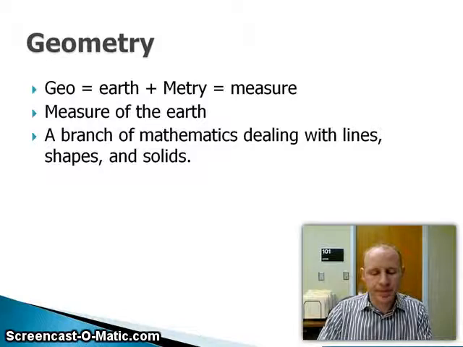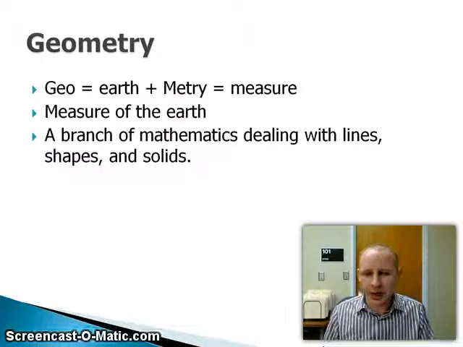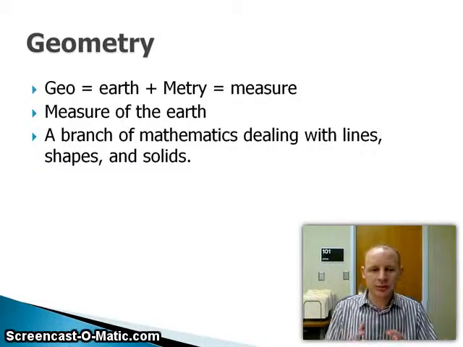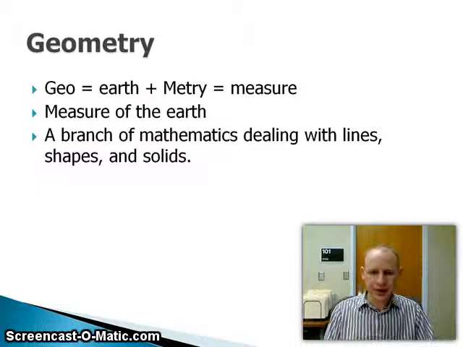So looking at what geometry means in itself, it comes from the combination of the Greek word geo, meaning earth, and metri, meaning measure. So if you combine those together as a definition, you get measure of the earth. So geometry is simply talking about the measurement of the earth. And it's a branch of mathematics dealing with lines and shapes and solids and how they can work together and how they do work together.